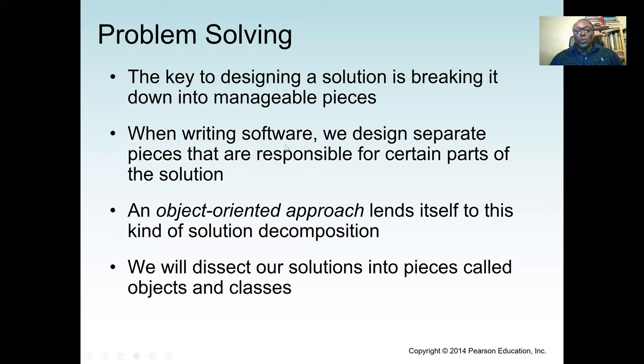This means that if we have a problem and the problem is very large, we do something we call divide and conquer. So we are going to break down the problem into smaller units, which will be easier to solve. Now, when we solve each unit, later on we can integrate the whole problem, or the program, together as one unit. So the key here is very important. Designing the solution is always breaking it down into manageable pieces. Breaking a complex problem into smaller units makes it easier to solve each unit than trying to solve the whole big problem at once.